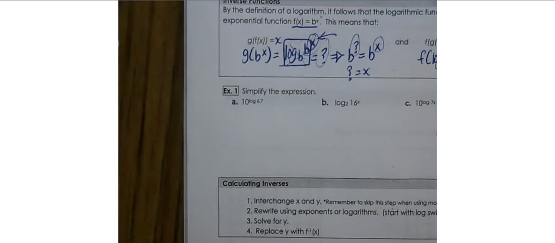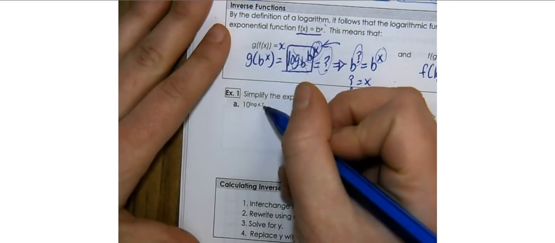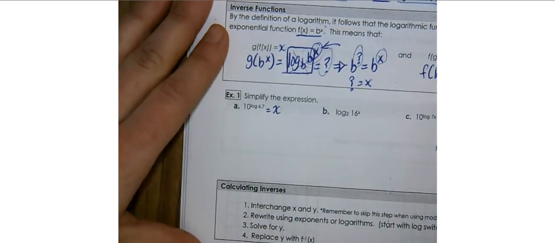If I can make this become clear, hopefully I can. All right, so in letter A, we have 10 to the log of 6.7. So we can rewrite this. I'm going to make this equal to a number. We'll call it x. That might be helpful.